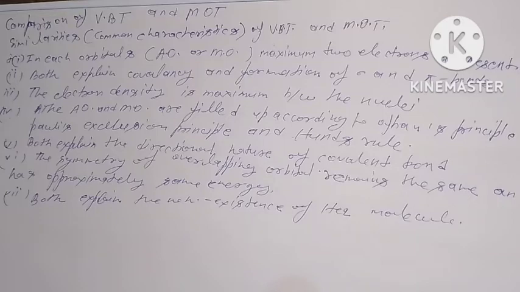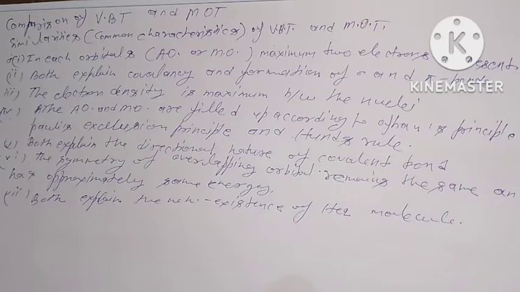To recap, the similarities of valence bond theory and molecular orbital theory. First point, according to both theories, the basic principles involved in the distribution of electrons are similar. Hence, in each orbital, atomic or molecular, maximum 2 electrons are present. Second point, both explain covalency and formation of sigma and pi bonds. Third point, the electron density is maximum between the nuclei.